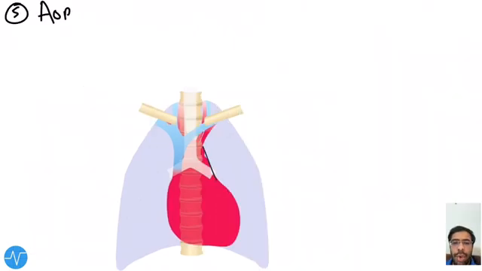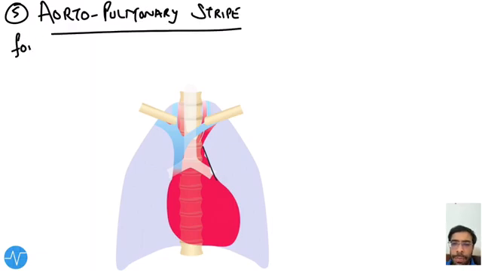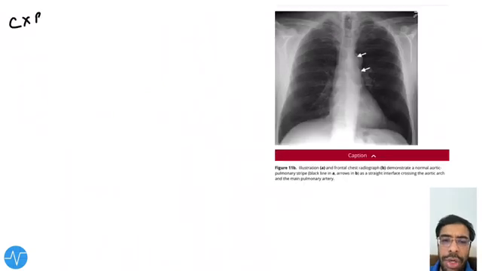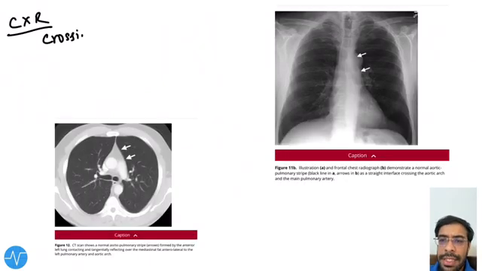Next is the aortopulmonary stripe, which we can see in the diagram, formed by the anterior left lung reflecting over the left pulmonary artery and aorta. This will be seen on X-ray. It is seen as the crossing of the aortic arch and the main pulmonary artery, which we can see by the arrow mark in both CT scan and X-ray.